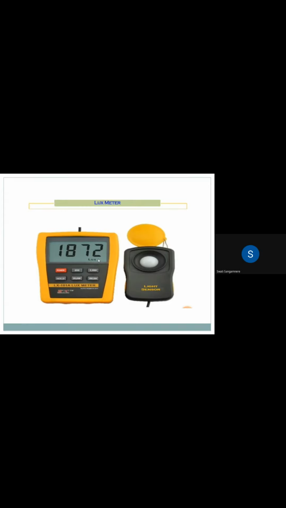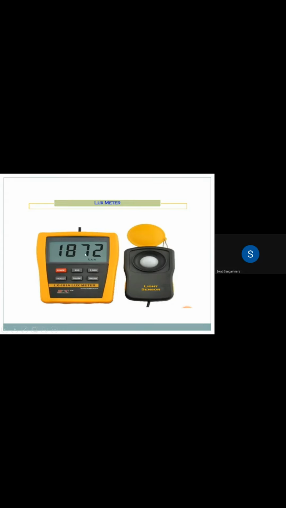Then see, this is the lux meter. On the left side, the yellow box having a display is called the lux meter. On it, 6 buttons are there. The red button is used for switching the lux meter on and off. The remaining 4 buttons are used for controlling the integers of the reading, and one button, which is hold, is used to hold the reading which is shown on the display.